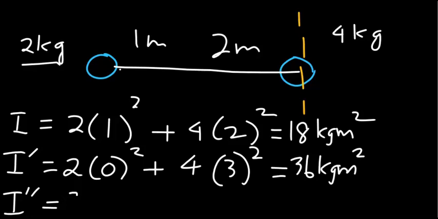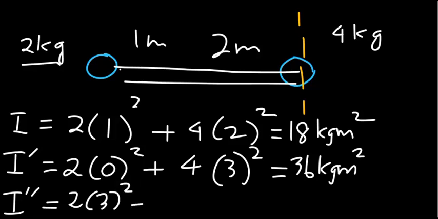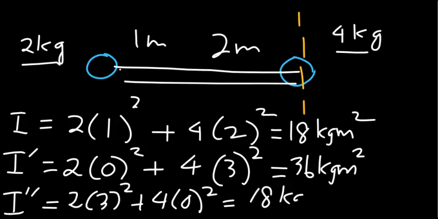So the first contribution comes from the 2 kg object. The distance from the axis of rotation is 3, so 3 squared, plus the second contribution is the 4 kg object. However, it is exactly situated on the axis of rotation, so the distance is 0, and square that, and you get 18 kg meter squared. Likewise, if you place the axis of rotation at any point in between the two masses, the values of moment of inertia in general would change as well.